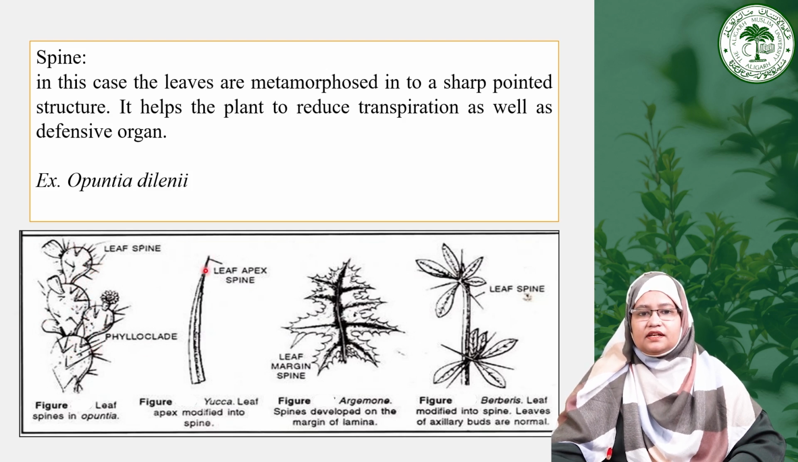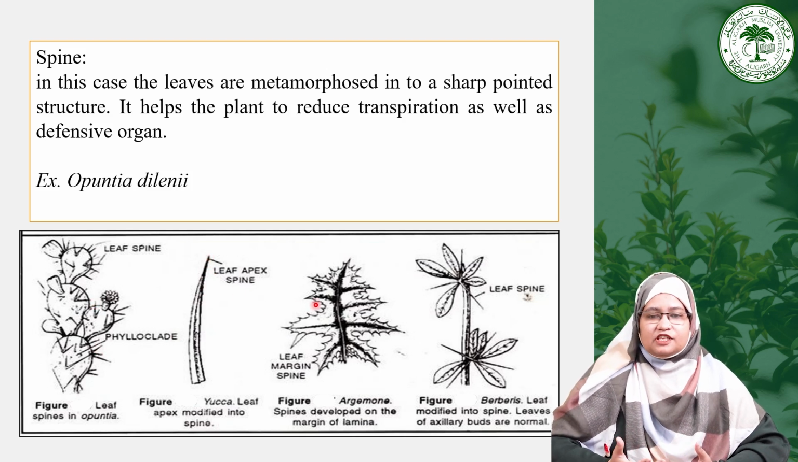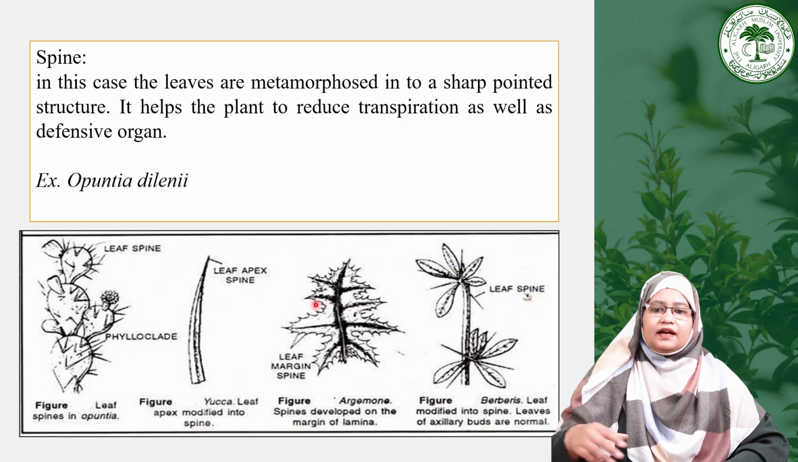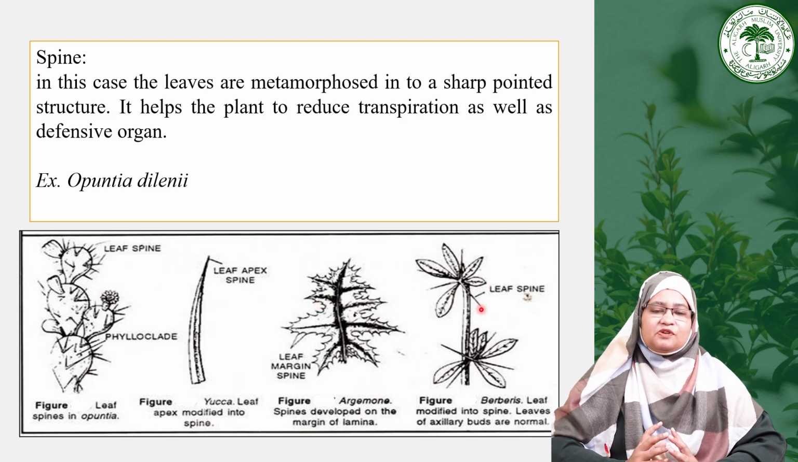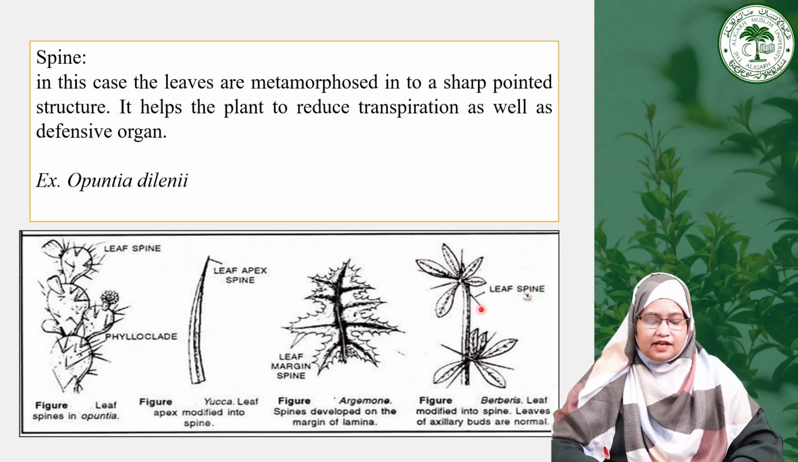In the case of Yucca, the leaf apex is also spiny. In the case of Argemone mexicana, they bear leaf spines on their margins. And in the case of barberry, you can see here the leaves are modified into spines. So these spines protect the plant from animal grazing.